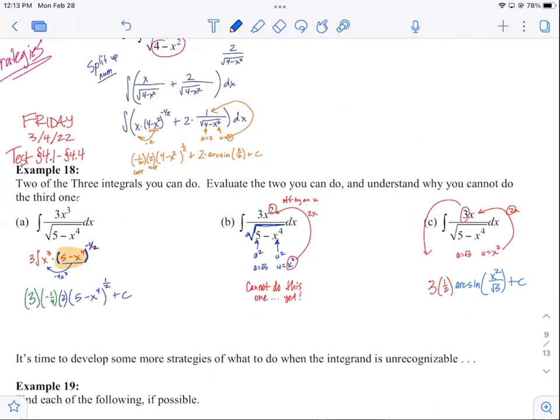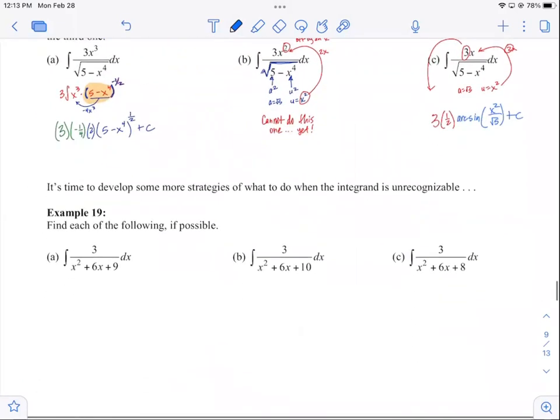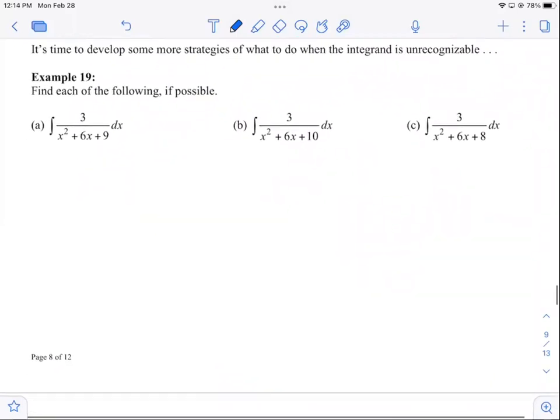All right. Time for more strategies. Example 19. Kind of the same idea, slightly different instructions. Find each of the following, if possible. I'm up for the challenge. Are y'all? Now notice these all have the same numerator. The only difference is the denominator is a trinomial polynomial, the quadratic, and the constant is different.